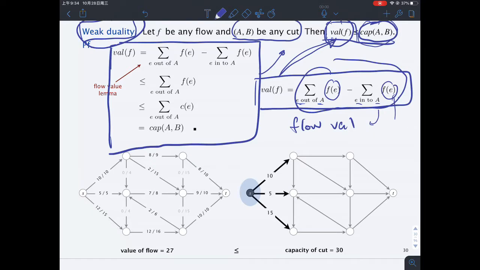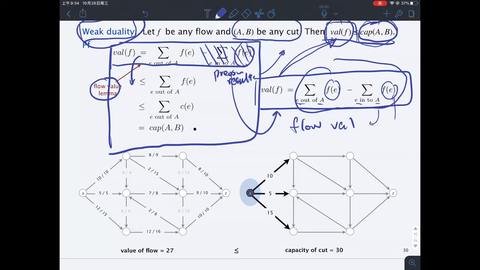So let's just go through the arguments one by one, right? The first equality is really just the flow value lemma, right? This is directly coming from the previous result, from the previous slide. And from the first one to the second one, what we are doing is just eliminating the second term. All the flow has to be positive. When you sum up a set of positive numbers, it will be a positive number. So when you decide to not subtract a positive number, that's the reason there's a less than or equal to here. So this is out of A.